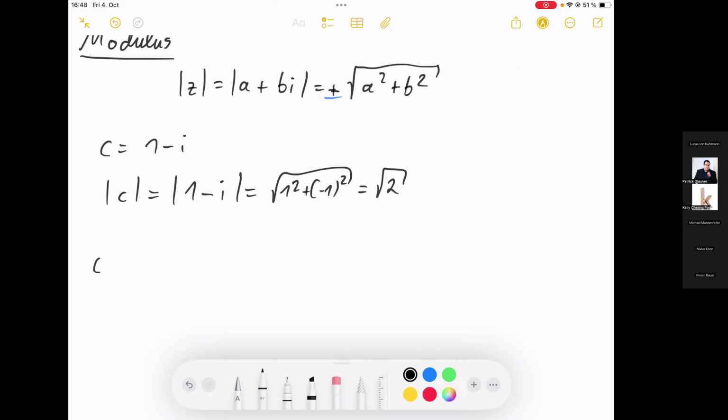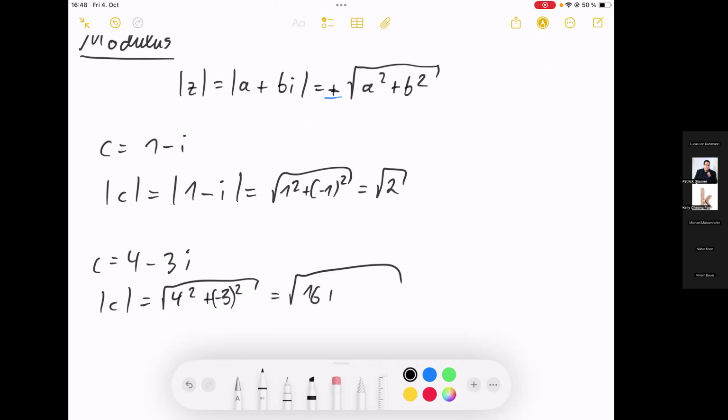We'll do another c for now. It's 4 minus 3i. And I want to know from you what's its modulus. If you have any suggestions, send this to the chat, please. So this is the square root of 4 squared plus minus 3 squared, but anyway. So this is the square root of 16 plus 9, which is the square root of 25, and therefore 5.